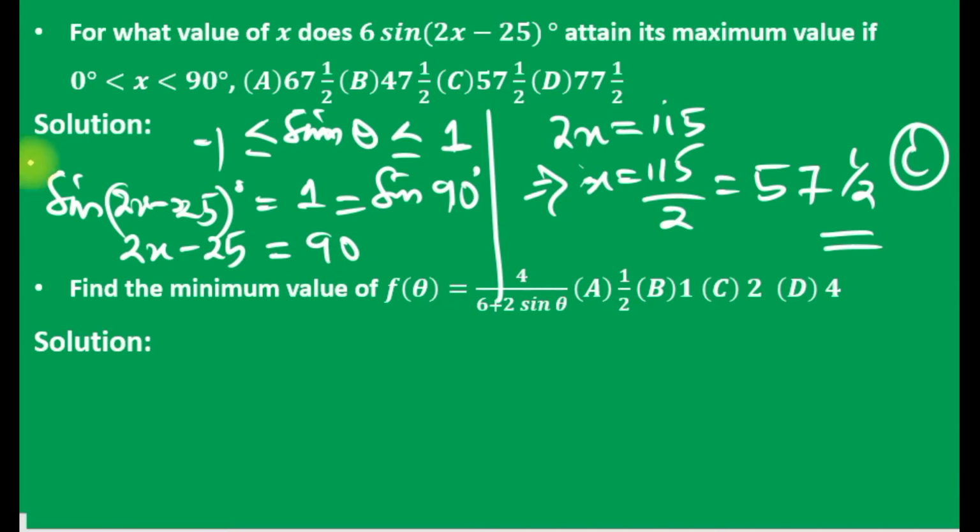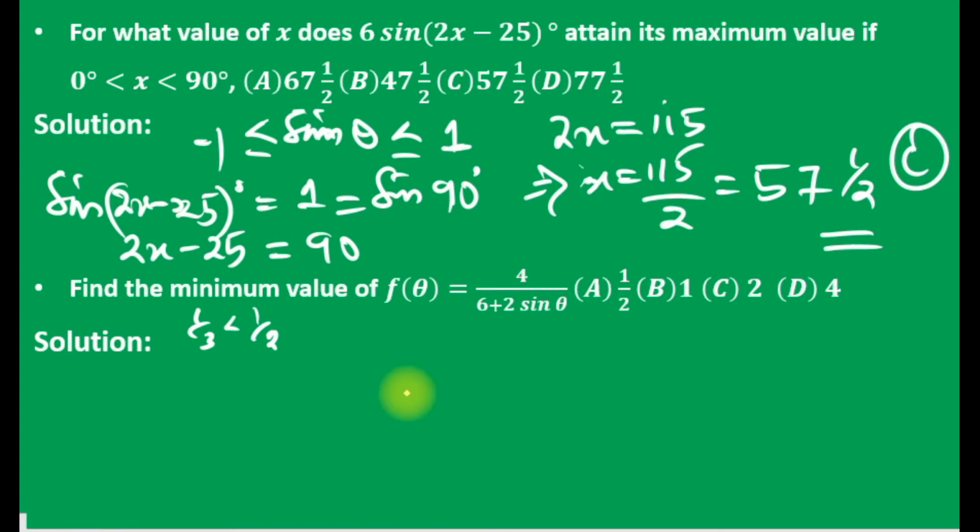Okay, the next question we ask, find the minimum value of this. For this to have a minimum value, this is a fraction. So for it to have a minimum value means that whatever is in the denominator must be as large as possible. Do you get what I'm saying? For example, 1 over 3 is less than 1 over 2 because 3 is greater than 2. So for this to have a minimum value, the denominator must be very large.